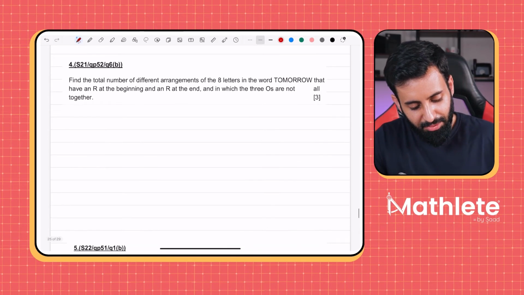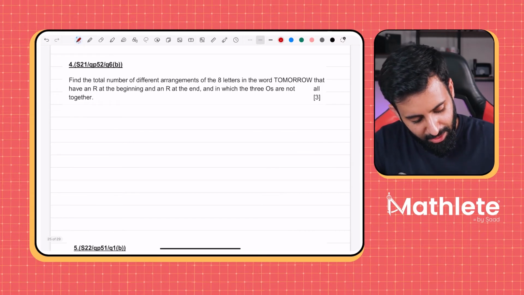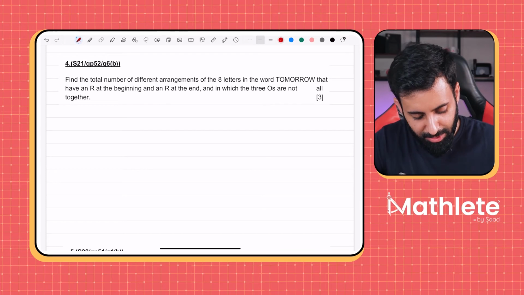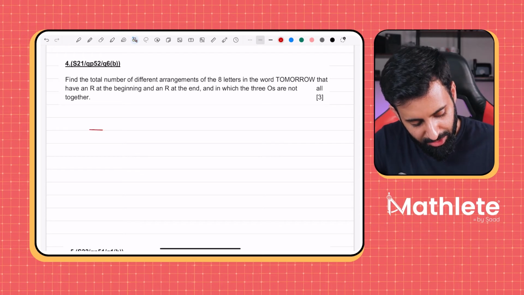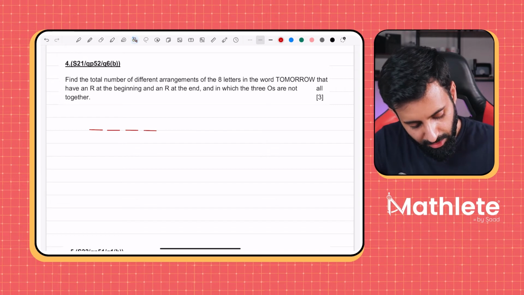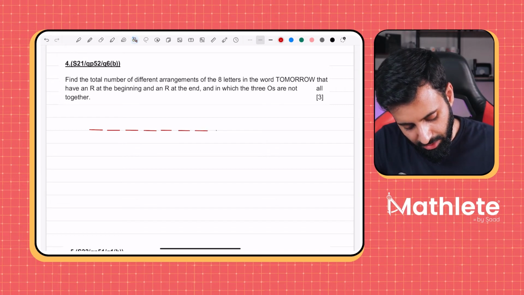Find the total number of different arrangements of the 8 letters in the word tomorrow that have an R at the beginning and an R at the end, and in which 3 O's are not all together. So the examiner is just trying to make your life more and more miserable by adding more and more restrictions. Okay, but we can do this the exact same way. 1, 2, 3, 4, 5, 6, 7, 8.